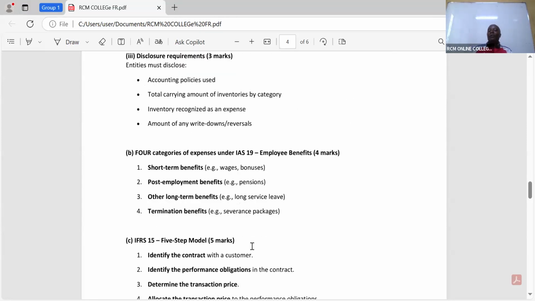I'm almost finishing, very close to finishing. You can see we are on page 4 out of 6. Now, this question you must have seen asked severally. The concept of IAS 19, employee benefits, 4 categories of expenses under IAS 19. Very, very easy.